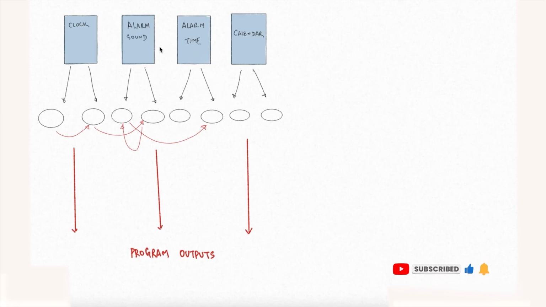So in that case, we might use the alarm sound object. The alarm time would be based on the times that we can get from clock objects, and then the users can also set alarms based on a calendar date, and that might be a calendar date object. And based on the interactions of all those objects, we will have a program output, and the program output would typically be the alarm sound, and it would occur based on the time that the user sets.